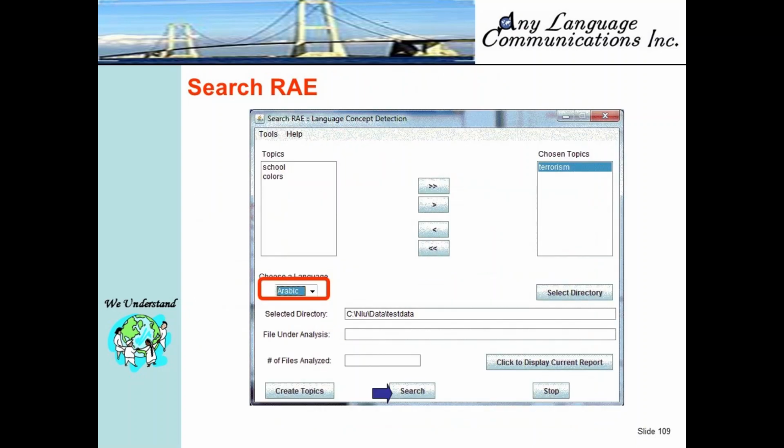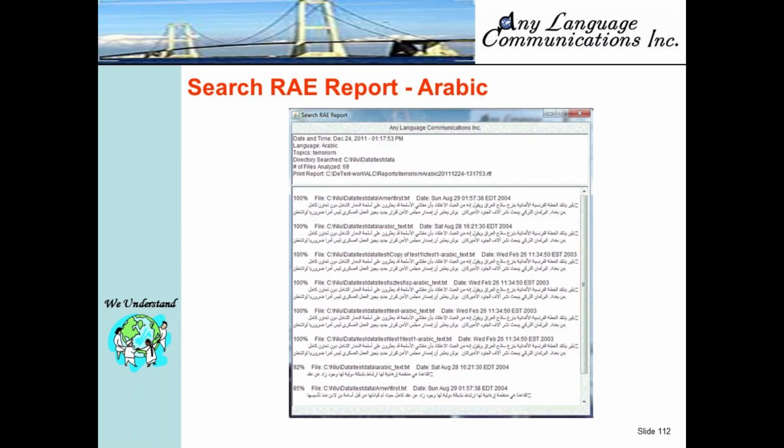Okay, let's say we have trickier terrorists with all their messages in Arabic. No problem. Just choose Arabic as the language and hit search. No other changes or information are required. The same process is done with each file inspected and the total shown at the end. And when we click to display this report, you'll see passages in Arabic that refer to terrorism. Relationship analysis is language independent.